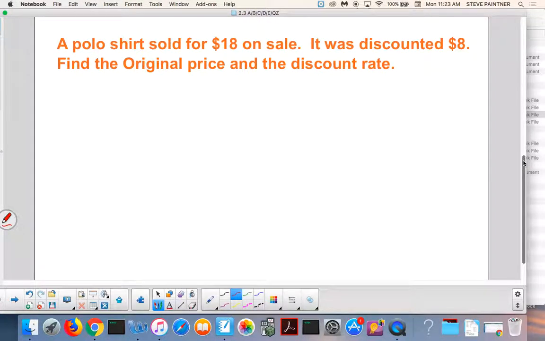Find the discount rate. Right here. There's two things to find. Go. Try not to talk to your neighbor. Just do it yourself. It's the same problem, just about.